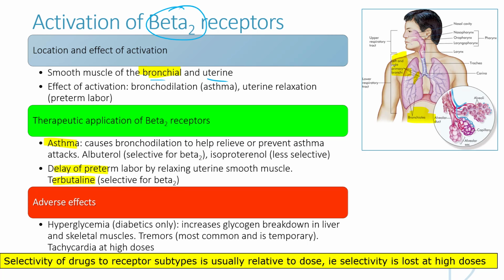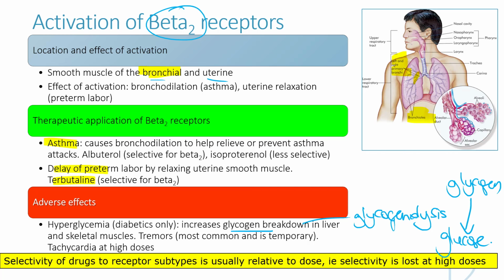Now, the other location where beta 2 receptors are found is in skeletal muscles and in the liver. What happens when beta 2 receptors in the skeletal muscle and liver are activated is that they cause glycogen to break down to glucose. So this is what's called glycogenolysis. Glycogenolysis is when you've got glycogen being broken down to glucose, and then glucose is released into the blood.